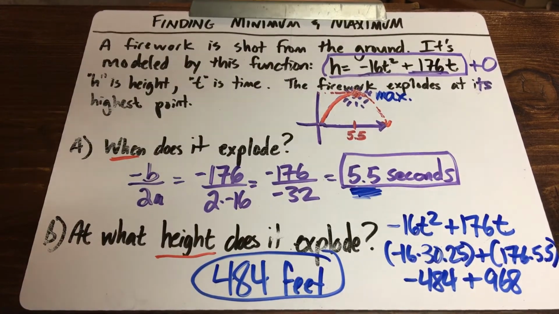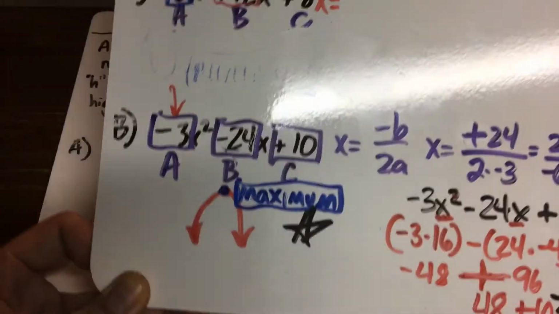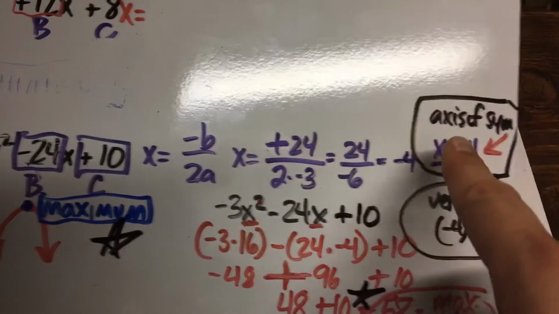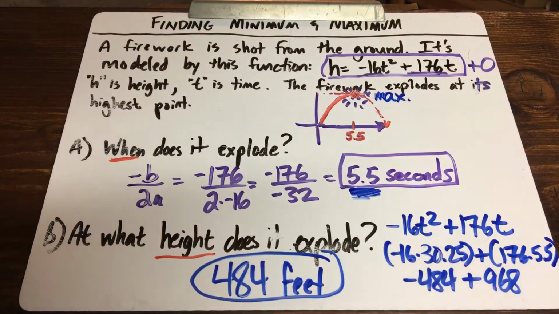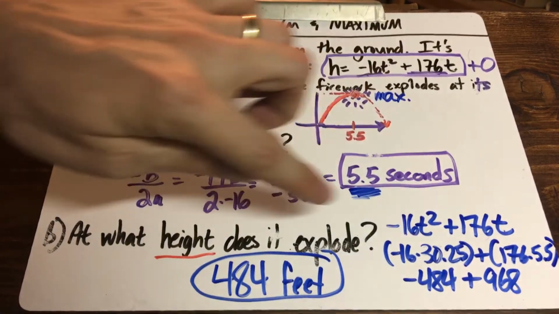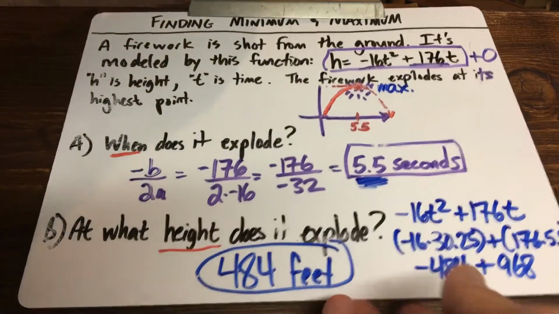There it is. It's the same thing that we did on this question right here, right? Step 1, axis of symmetry. Step 2, plug it in, work it out. They just worded it into a real life situation, but it's the same thing. Step 1, axis of symmetry. Step 2, plug it in, work it out. Boom. There you go. So that's how it would work on our firework example. One last one, and then I'm done.